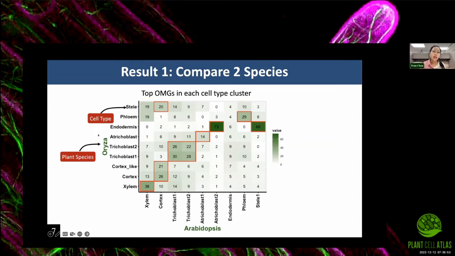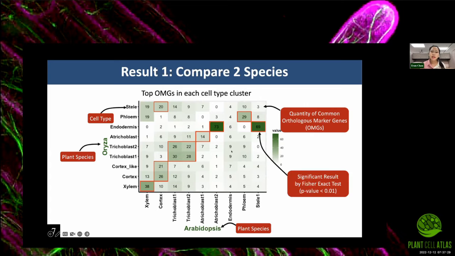You can see right here, the y-axis is showing the cell type clusters of Arabidopsis, and the x-axis is showing the cell type clusters of rice. We identify the cell types based on the list of marker genes from the reference paper, and the number in this heat map is the number of common OMGs between 2 clusters. Darker color is more common OMGs, and lighter color is fewer common OMGs. And you can see right here, all the red boxes are significant results, tested by Fisher's exact test.